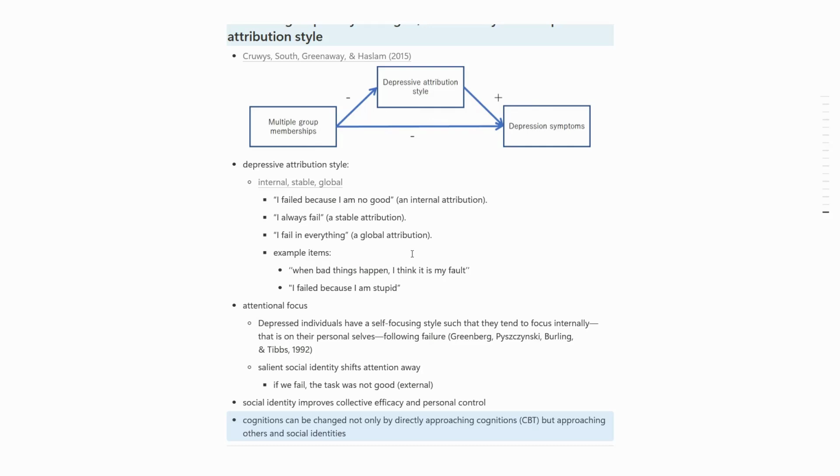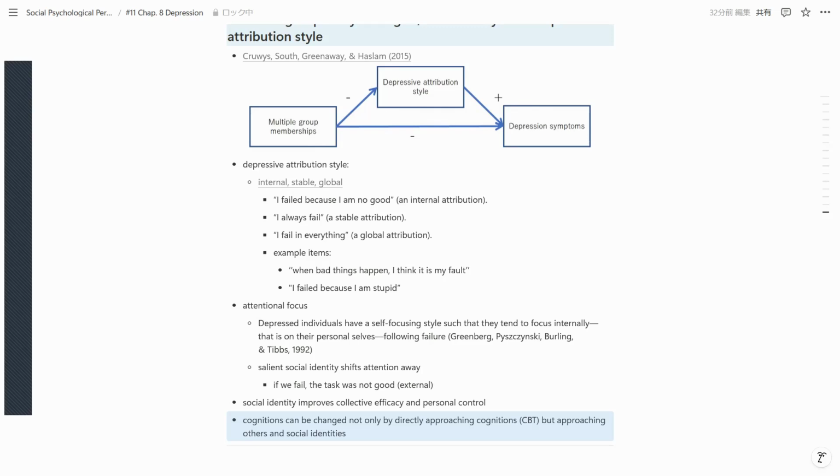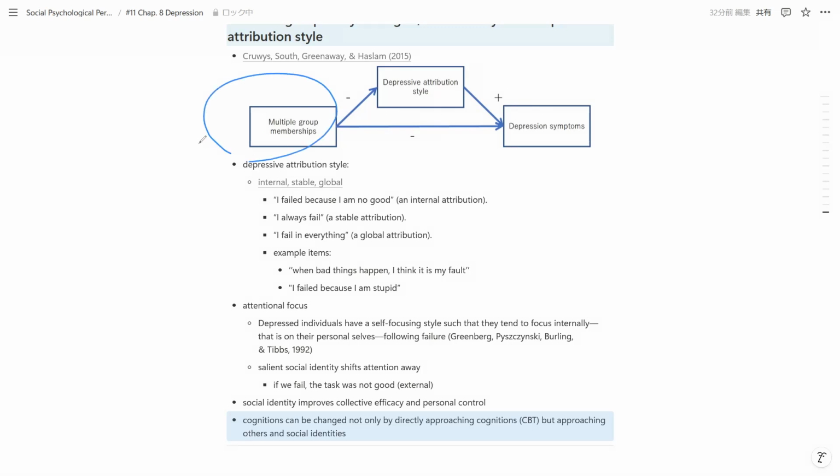Okay, so in this figure, the more they belong to multiple groups, the less likely they are to make depressive attribution style. So there is a negative association between multiple group memberships and depressive attribution style. And the less they make depressive attribution style, the less they experience depression symptoms. And yeah, that's because of the reasons I just explained.